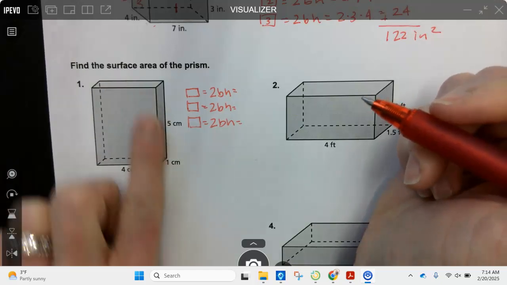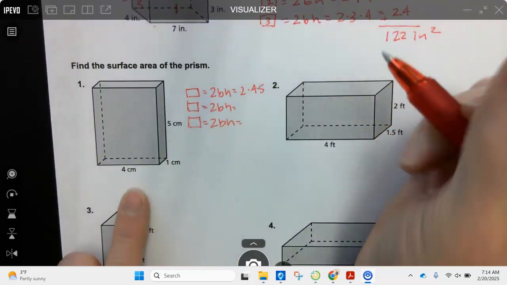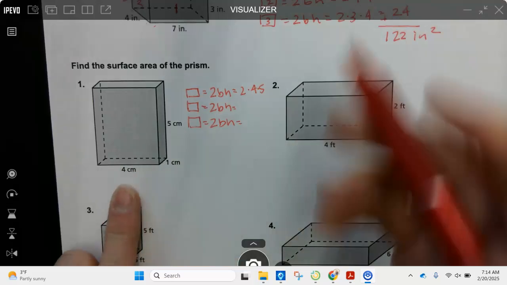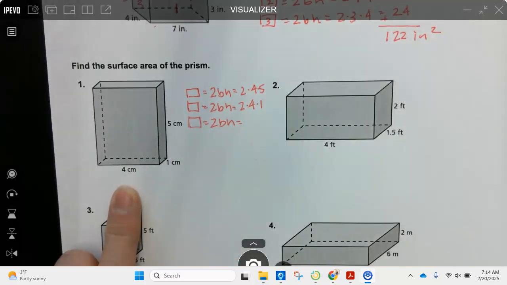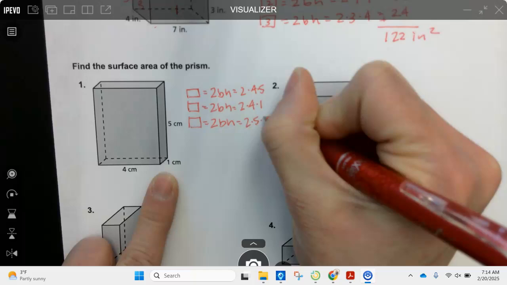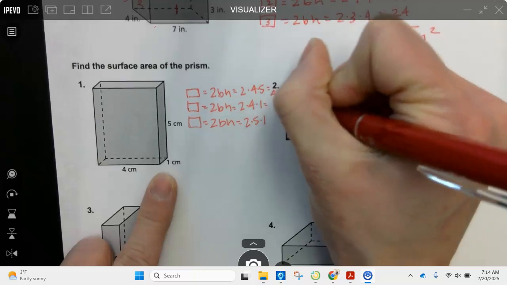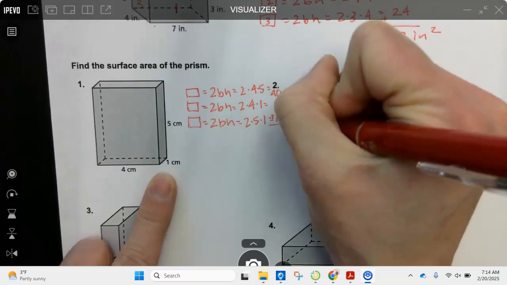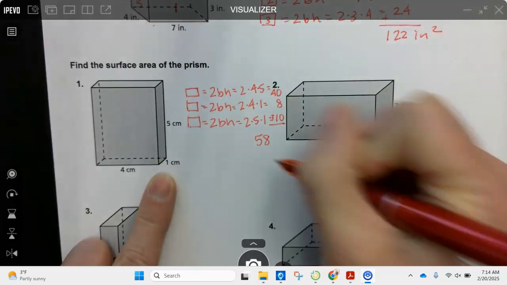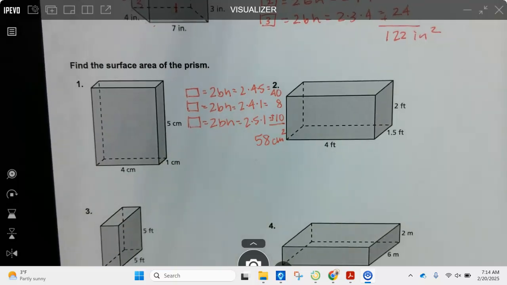So if we start looking at this front face here, it's 4 by 5, so 2 times 4 times 5. And then if we look at the bottom, which is the same as the top, it's going to be 2 times 4 times 1. And then we have this side over here, which is going to be 2 times 5 times 1. If we do that multiplication, we get 40, 8, and 10. So if we add all those up, we get a total of 58 centimeters squared, because we are talking about area, so our centimeters need to be squared. Sometimes you're thinking, oh, it's 3D, so it must be cubed, but not yet. We'll get to that when we do volume.